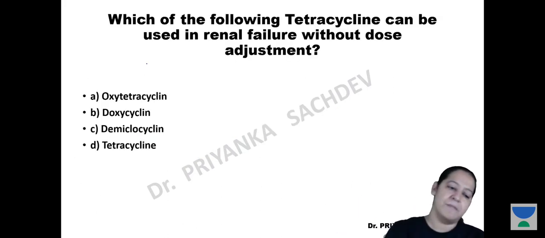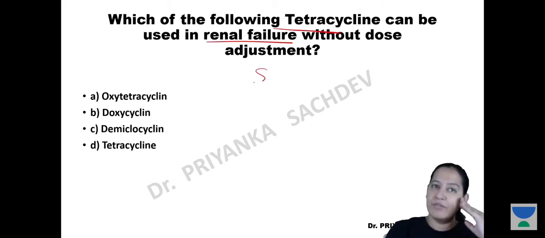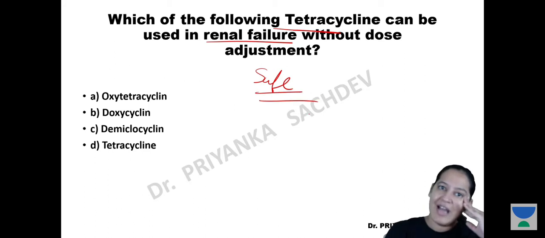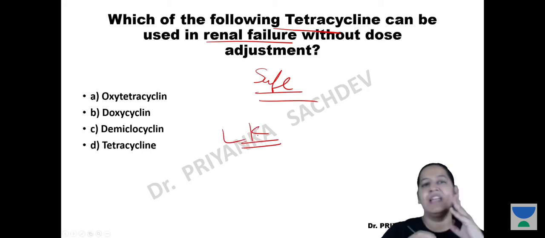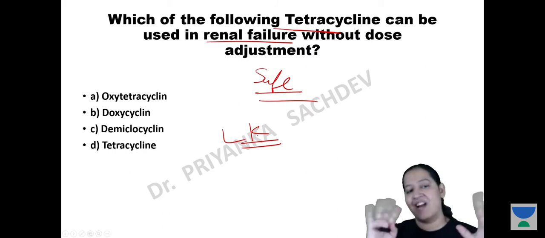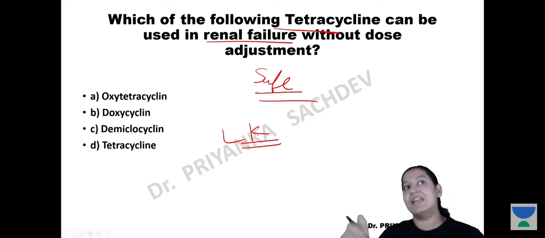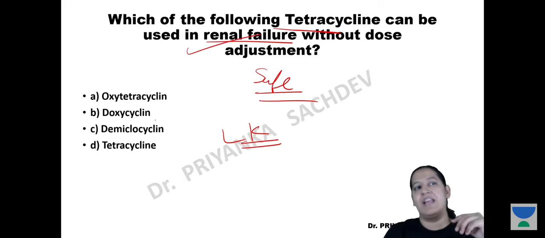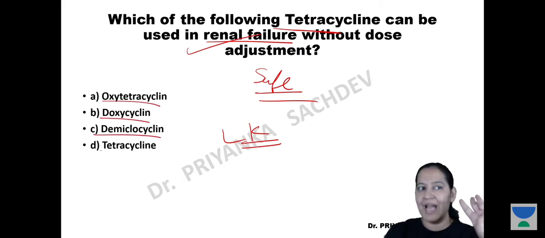This is the next question in front of you. Be fast. Tell me the correct answer. Which of the following tetracyclines can be used in renal failure without dose adjustment? Which of the following is safe in renal failure? I have told you, LK Advani, the K is kidney damage. Which of the following do not cause kidney damage? That's why it is safe in renal failure. Oxytetracycline, doxycycline, demeclocycline or tetracycline?